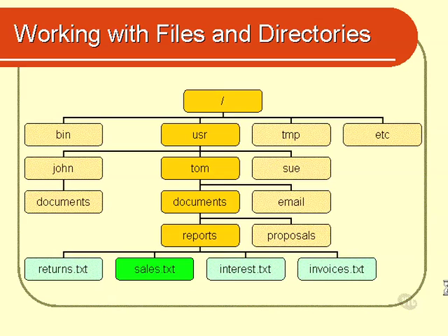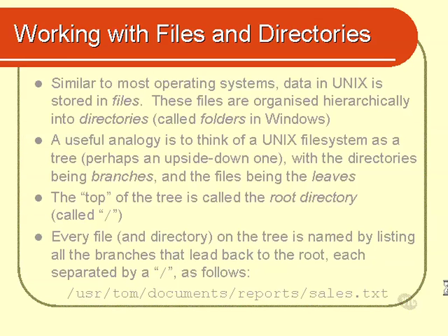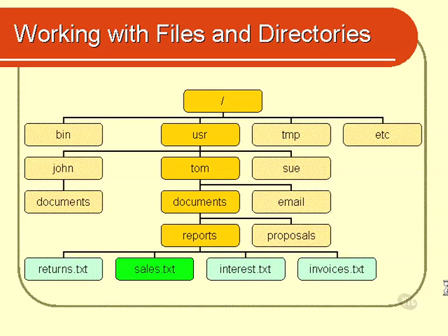The only files that we're going to look at are the files contained in the reports directory, which is inside the documents directory. There are 4 files inside the reports directory, so in other words there are 4 leaves on that particular branch of the tree. And the one that's marked in green, sales.txt, is the one from the previous example. I'll just flip back to that slide so you can have a look at it again. There it is, /usr/tom/documents/reports/sales.txt. And that's the way it is with all files and directories in the Unix system.